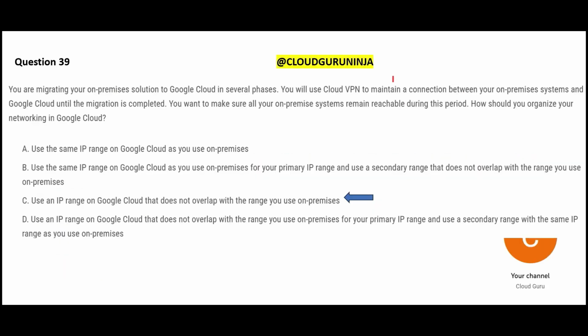So our answer in this case would be option C, where we use an IP range on Google Cloud that does not overlap with the range of on-premises IP addresses.